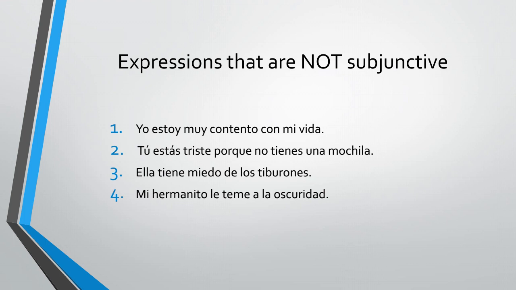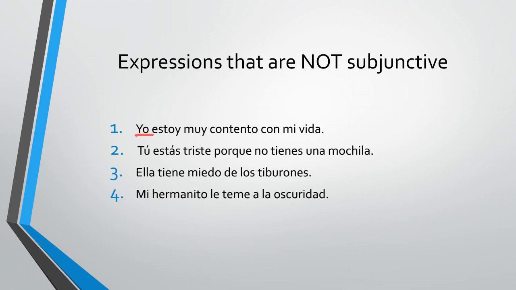Yo estoy muy contento con mi vida. Whenever you see that there's only one subject in the sentence, then that's kind of a good hint that you're not going to be using the subjunctive. I am very happy. I'm very content with my life. Tú estás triste porque no tienes una mochila. You are sad because you don't have a backpack here. The emphasis really isn't just on the emotional response that you're sad. It's kind of just a statement, and it's a fact that you don't have a backpack.